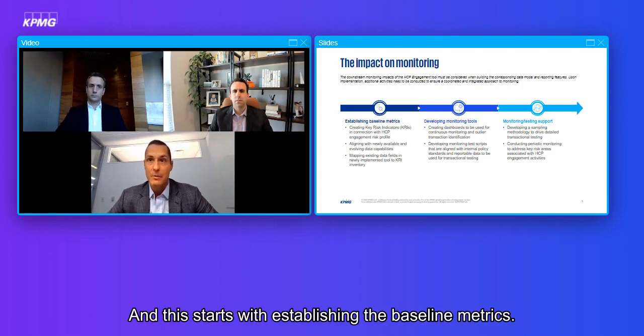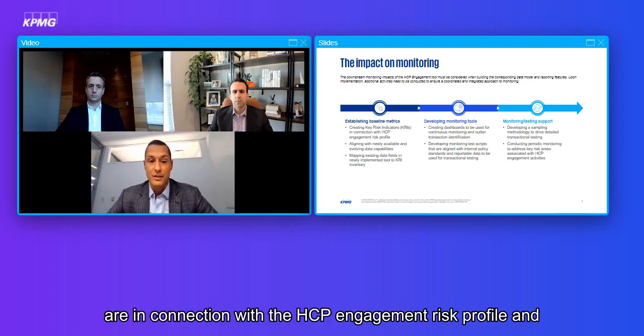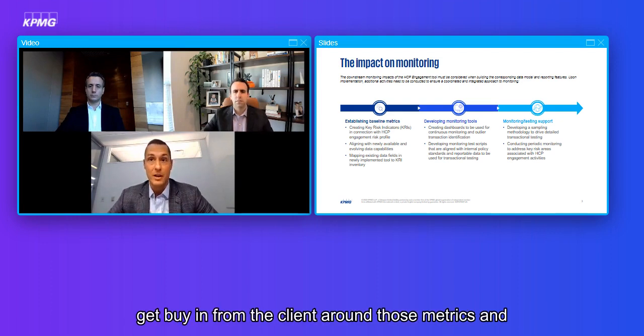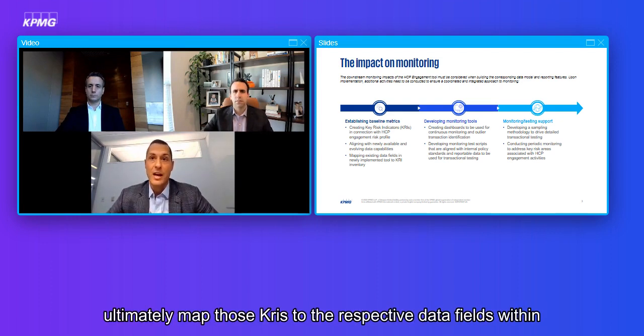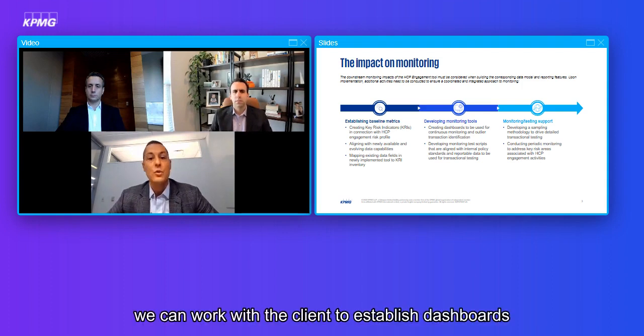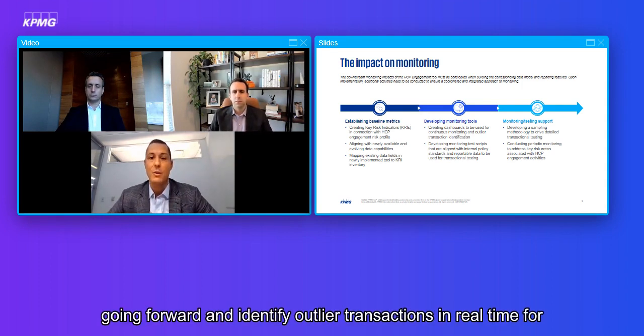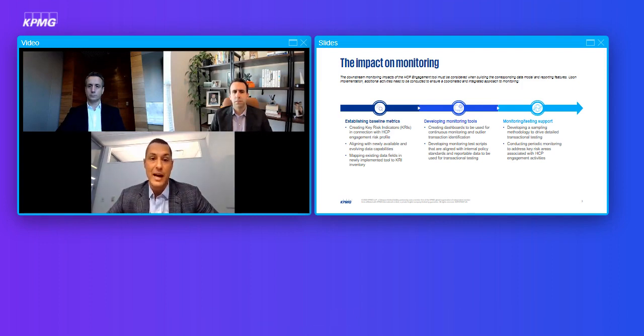And this starts with establishing the baseline metrics. So we first create the key risk indicators that are in connection with the HCP engagement risk profile and get buy-in from the client around those metrics, and ultimately map those KRIs to the respective data fields within the solution. Once we align on those features, we can work with the client to establish dashboards that they can use to continuously monitor against those KRIs going forward and identify outlier transactions in real time for follow-up.